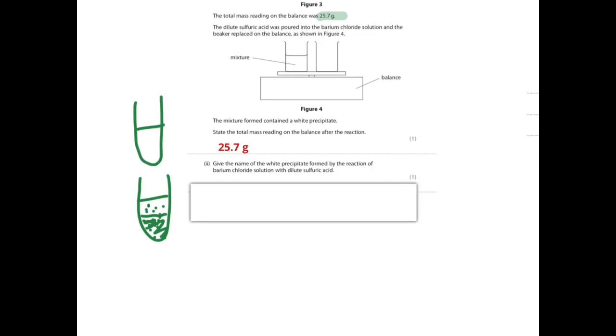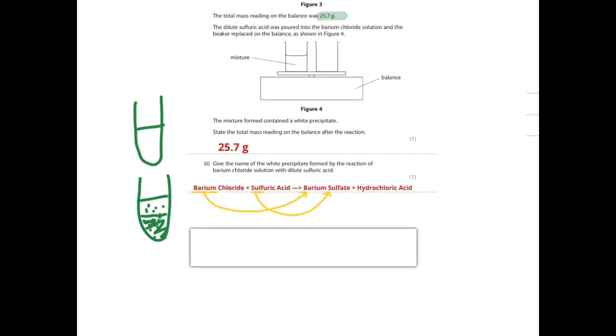So, give the name. You take the name of the metal, and then you listen to the sound of the acid which it's reacting. So sulfuric acid will form metal sulfates, nitric acid will form metal nitrates, and hydrochloric acid will form metal chlorides. So we're dealing with sulfuric acid, so the answer would be barium sulfate.